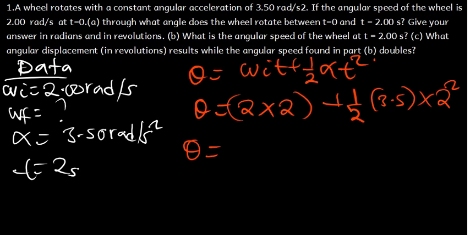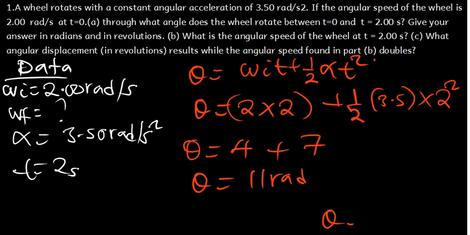The theta which we're going to find here is going to be in radians. So this is going to give us a 4, plus 0.5, because 1 over 2 is 0.5, times 3.5 times 2 squared, which is 4. So I'm going to have 7. So I expect my theta to be 11 rad. So the first part we will find that the theta is 11 rad.